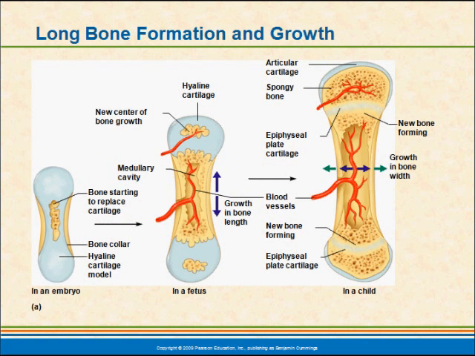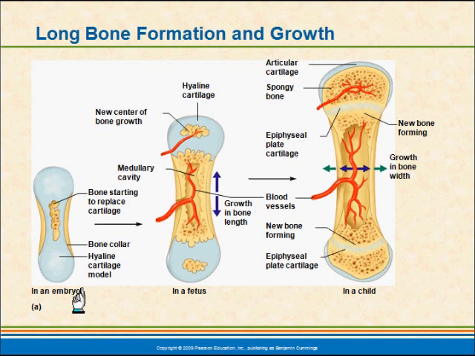Now, in terms of a developing bone, we talked about how the hyaline cartilage is there, and in looking at the embryo, we have a model of the bone that's made out of this hyaline cartilage. Now, hyaline cartilage doesn't have a blood supply. As a result, it has to absorb nutrients through diffusion. And as time goes by and the cartilage gets larger, nutrients cannot diffuse to the middle of the bone.